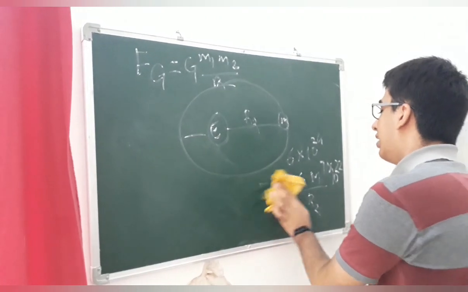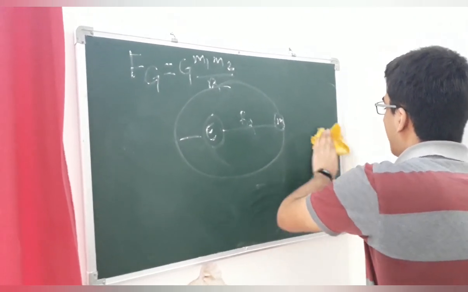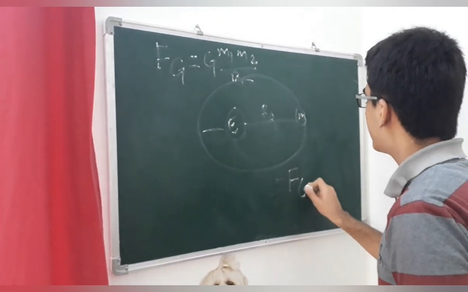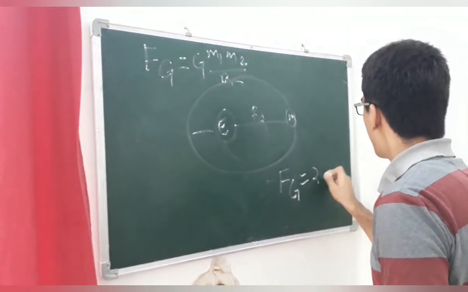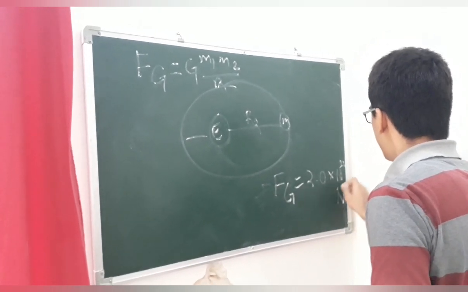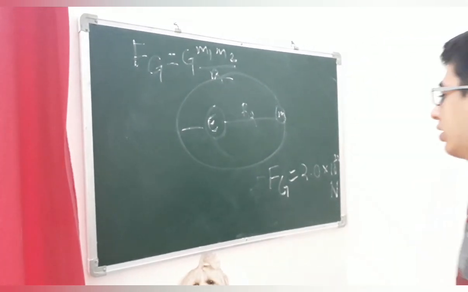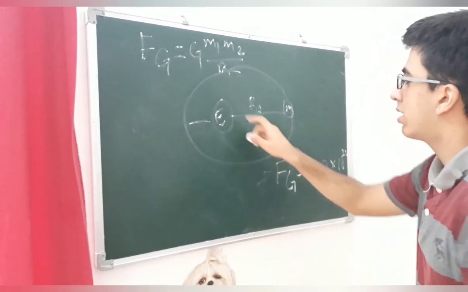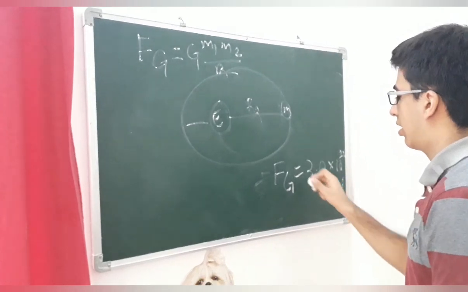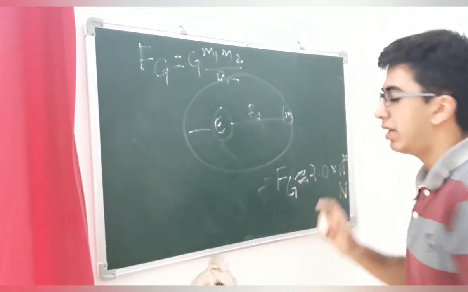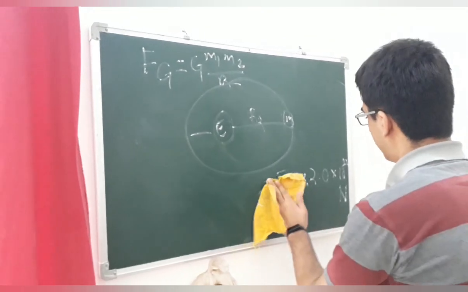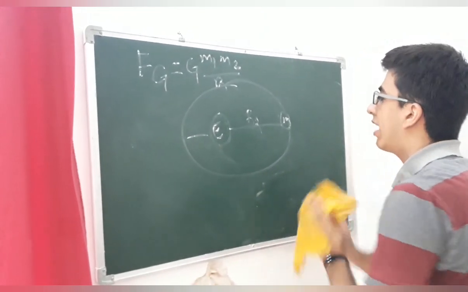So finally, after a basic approximation, F of G would be close to around 2.0 into 10 to the power 20 newtons. So this is the universal force. The force between this and this will be an approximation of 2.0 into 10 to the power 20 newtons. Let me just be clear, I am just taking an approximation. This is not the actual value.